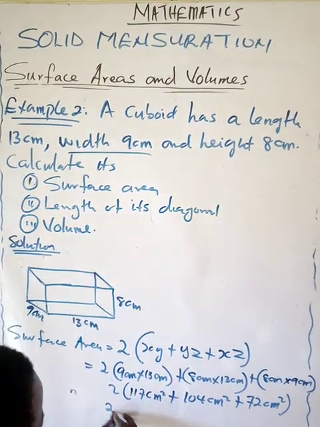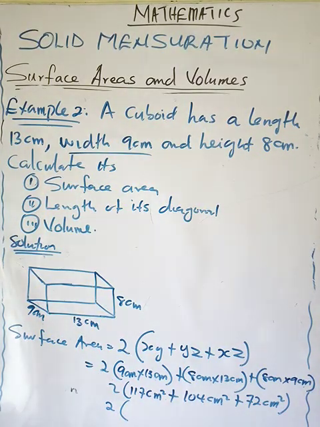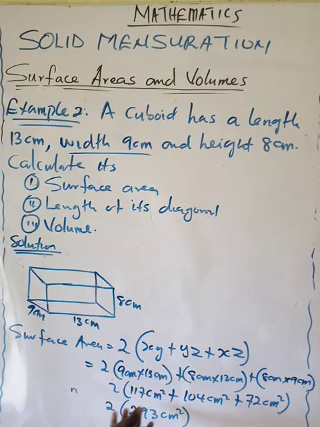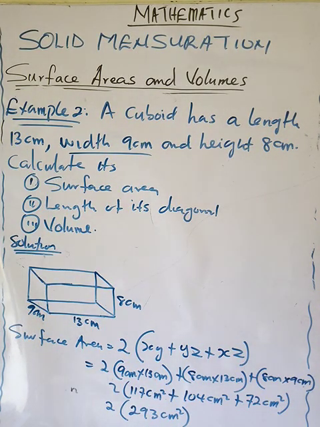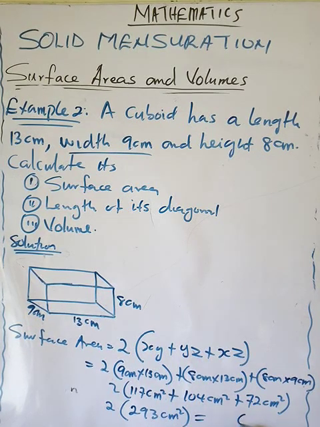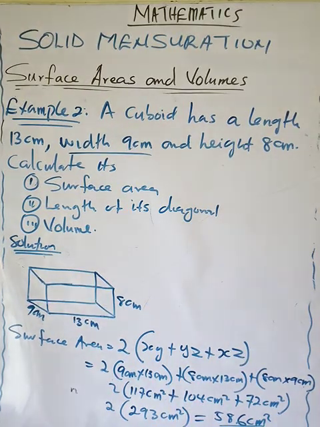So we have 2 into brackets of, now let us add everything together. 117 plus 104 plus 72 will give us 293 centimeter squared. Then 293 times 2 will give us 586 centimeter squared. So that is how to calculate the surface area of a cuboid.